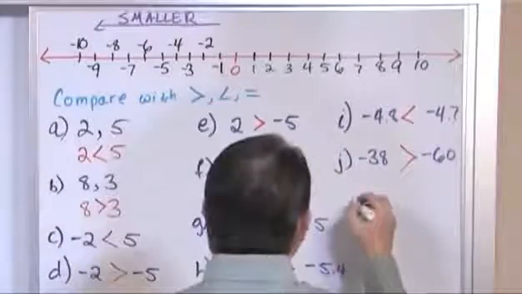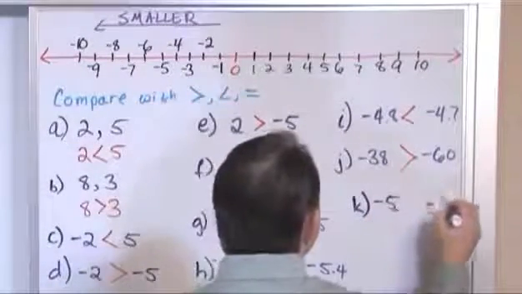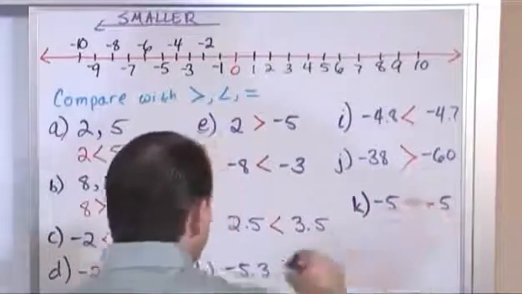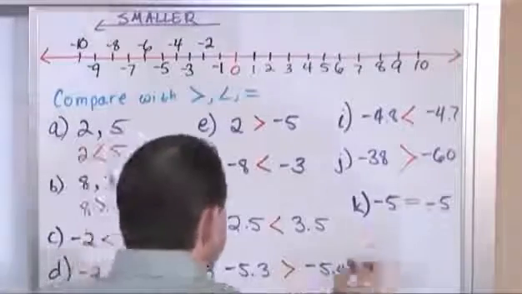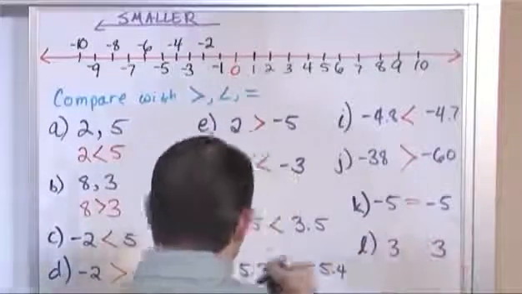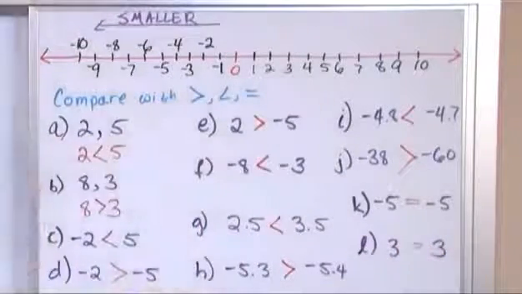And so K, let's say negative 5 and negative 5. Well, here we get to the easy ones. These are exactly the same thing, so we say they're equal. And 3 and 3, of course, are equal, so they're not greater than or less than, they're equal to. So I just want to put that in for completeness.